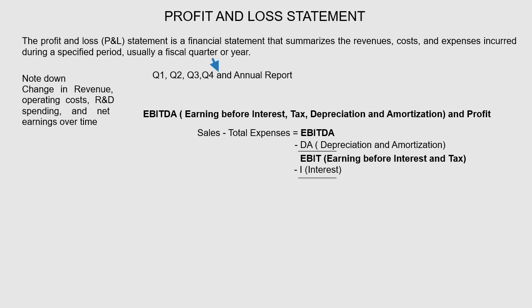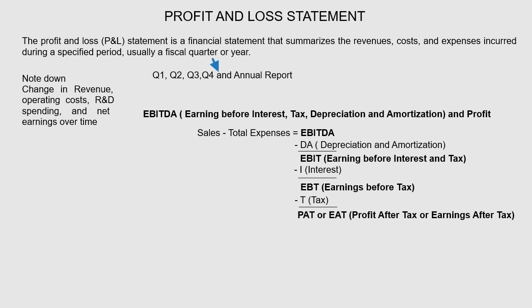EBIT minus interest will be EBT, earnings before tax. So interest is subtracted now, and then tax will be subtracted, which gives PAT or EAT, profit after tax or earnings after tax. That is the company's core profit.